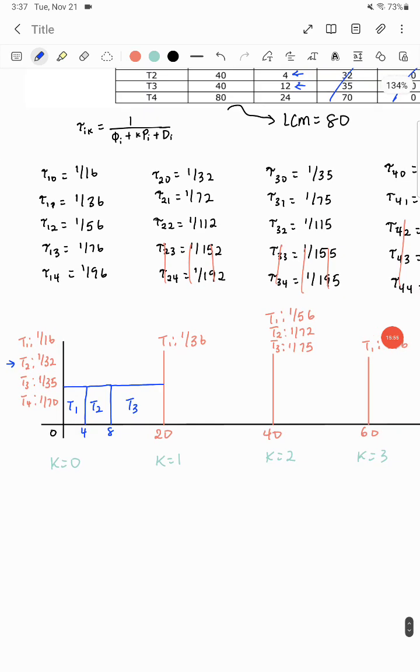Now, logically speaking, we are done with the first block, or do you want to call it clock cycle, whichever one you want to call it, we are done with the first one. So now, we're going to look at the next priority level. So we left off at 1 over 35.